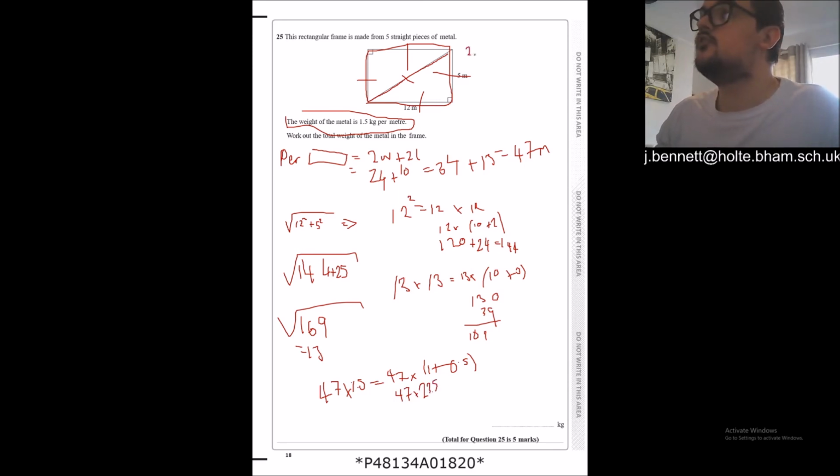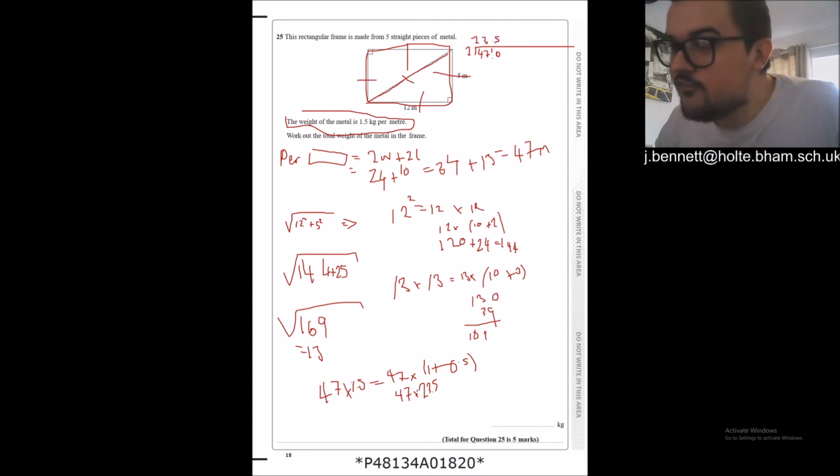I'll show you up here. 47 divided by 2. How many 2s go into 4? 2. How many 2s go into 7? 3 remainder 1. Sorry, that's 0, and the 1 goes up here. How many 2s go into 5? 2, remainder 1. How many 2s go into 10? 5. There's our answer. So we're going to add 47 and 23.5.